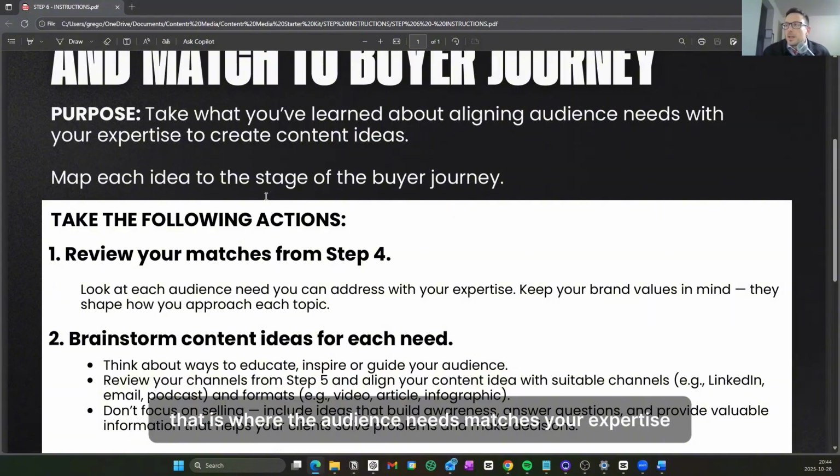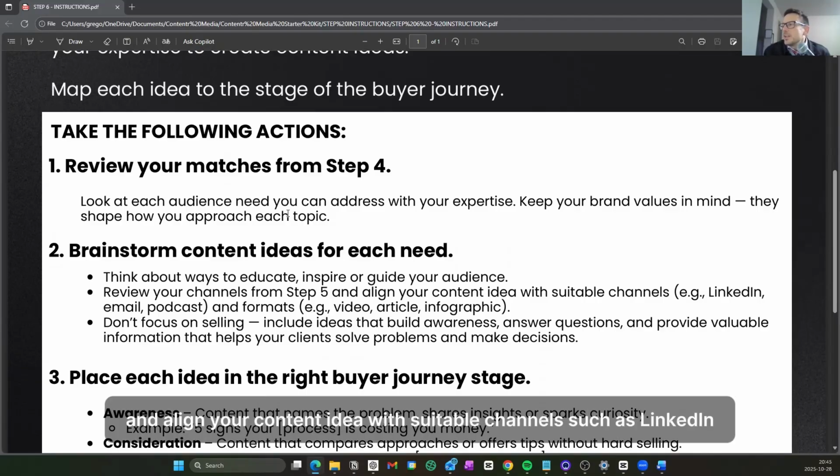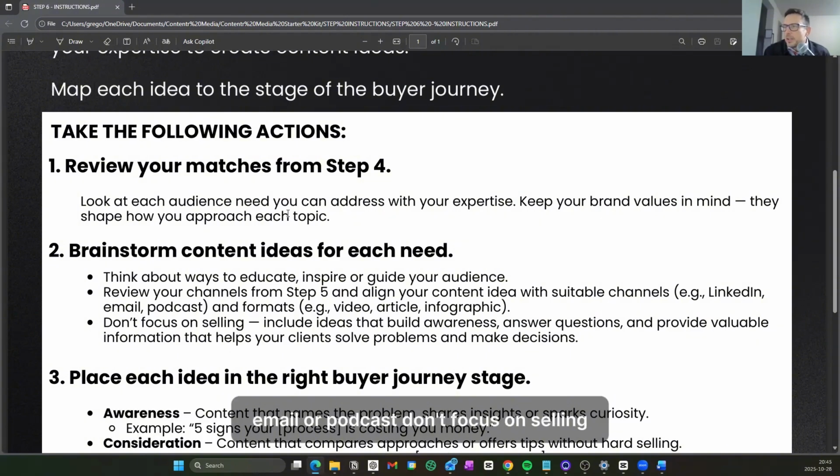That is where the audience needs match your expertise. And then from that, with task number 2, brainstorm content ideas for each need. Think about ways to educate, inspire, or guide your audience. Review your channels from step 5 and align your content idea with suitable channels, such as LinkedIn, email, or podcasts.